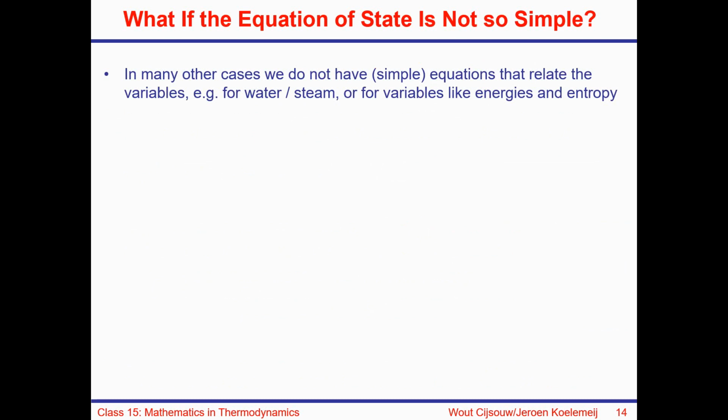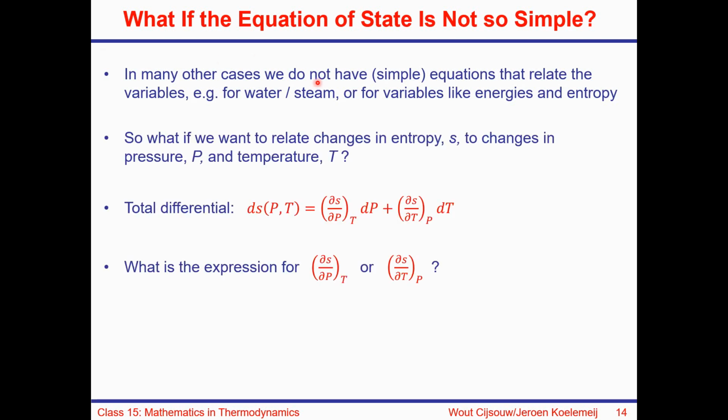Okay, but now what if the equation of state is not so simple, like we saw before with the ideal gas law? In fact, in many cases, we don't have a simple mathematical expression, for example, in the case of water vapor or steam, or when you express things in terms of enthalpy or entropy. And we still have this idea in mind that we want to be able to convert things that are easily measured, like P and T, into things like entropy.